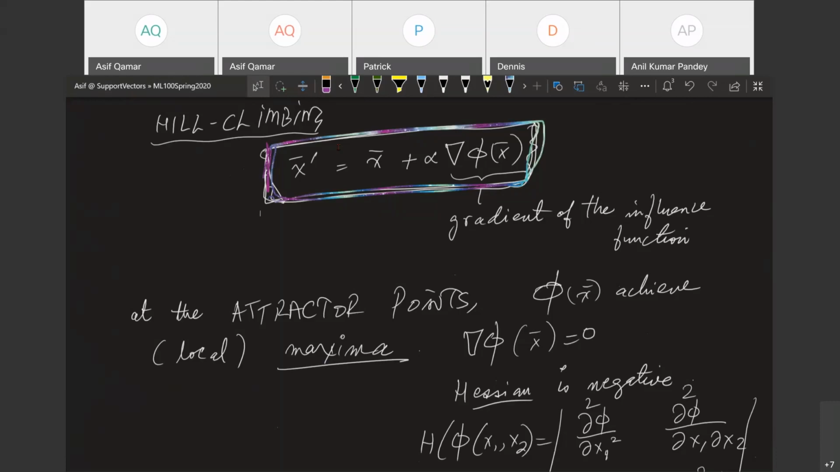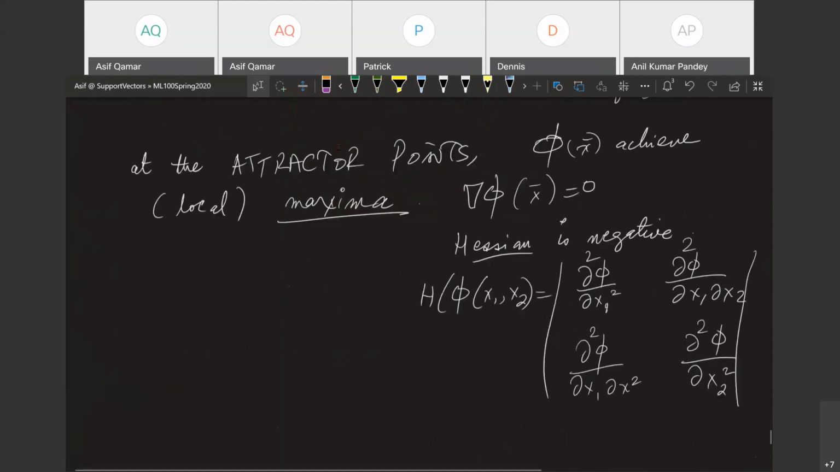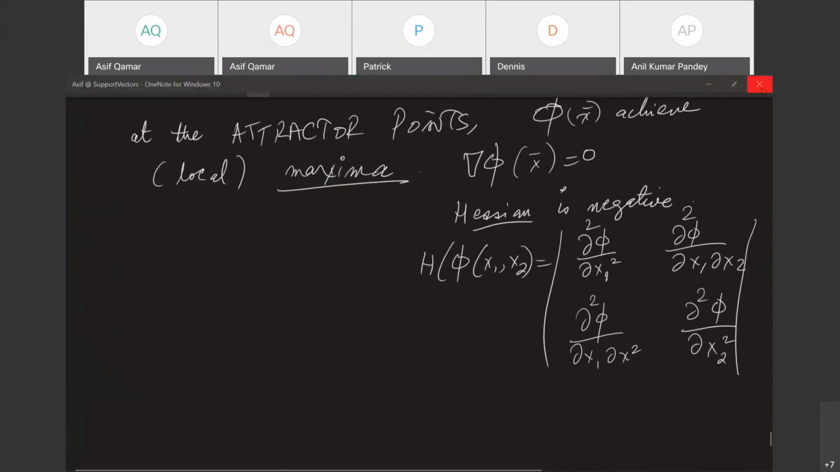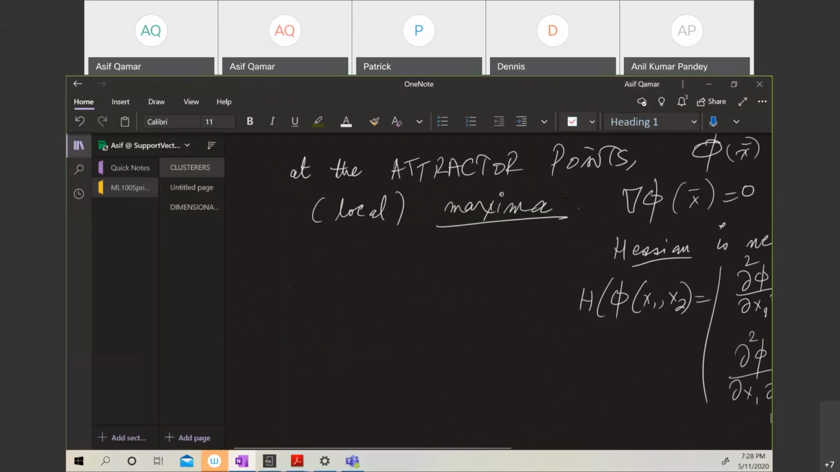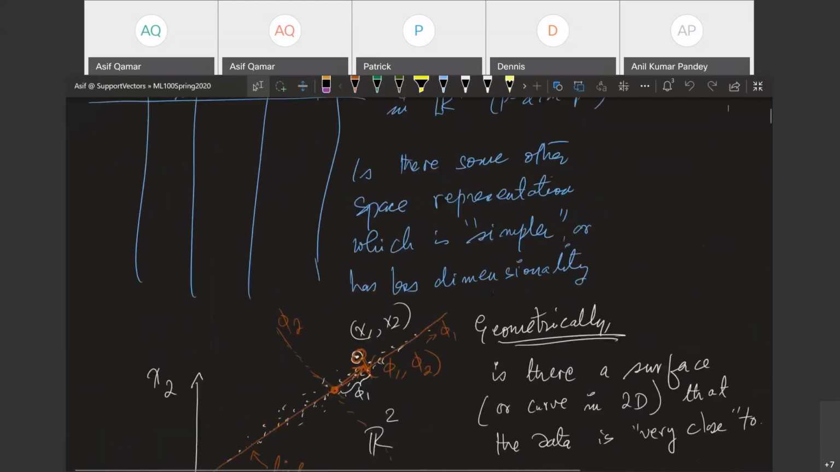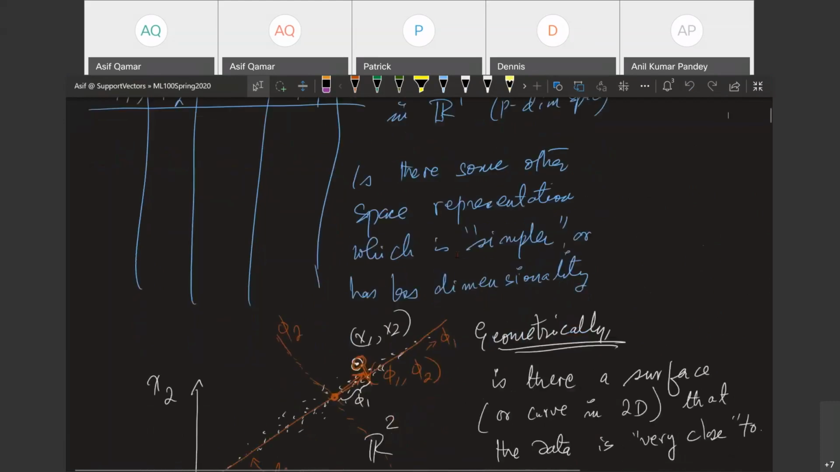Its generalization to higher dimensions is the gradient has to vanish and the Hessian has to be negative. So that's sort of how you look at it. So that's about the trick. As a recap, any questions, guys, before I go to dimensionality reduction? Right, let me go to dimensionality reduction.